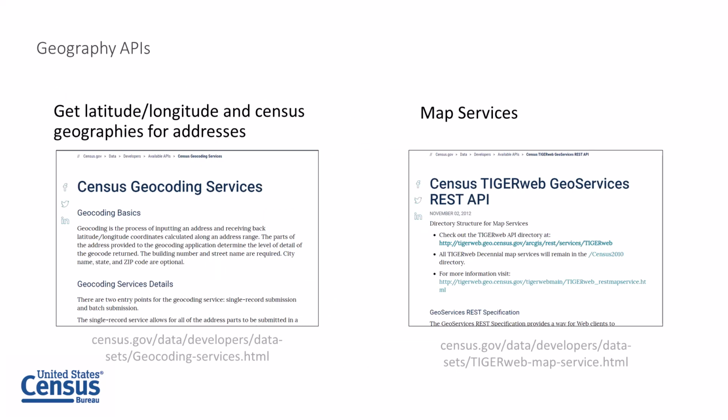We also invite you to explore the geography APIs that we have for the Census Bureau. In this course, we focus specifically on the Census Data API. We have two geography APIs. One is the Census Geocoding Services that allow you to get longitude and latitude, as well as the list of Census Bureau geographies associated with one or more addresses. The second API is the Tiger Web GeoServices REST API that will provide you map services. If you'd like to check out these APIs, please visit the link at the bottom.